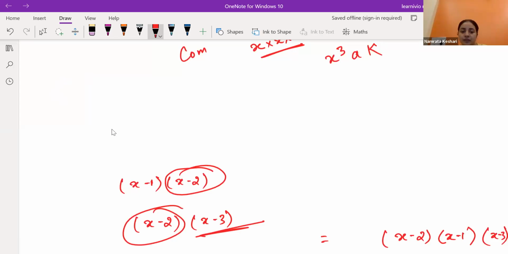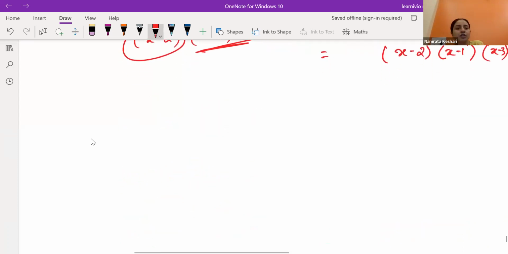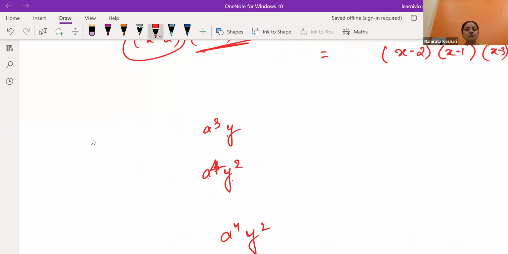Yeah, I understood what is meant by LCM. Okay. Conceptually, this is the method of finding the LCM. And you must have heard from your teacher in school that if we have a cube y and a to the power 4 y square, we take the highest power: a to the power 4, and y square, right? Yeah. Okay, so this is the short trick. But actually the concept is to take the common factor.